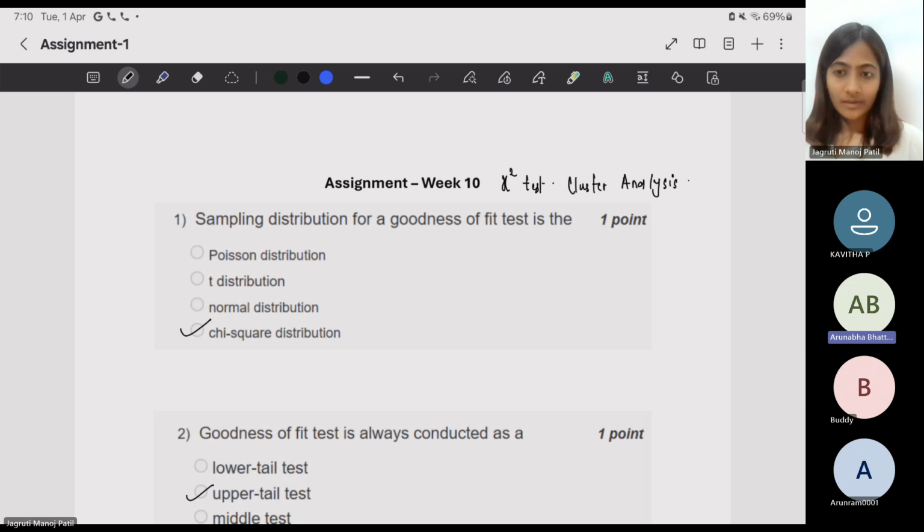Ma'am, the difference between supervised and unsupervised. You want to know? Yes, ma'am. Okay.